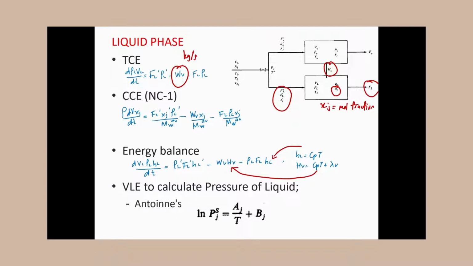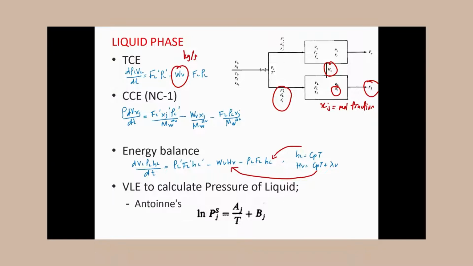Then for the CCE, we start with rho V d xj over dt, where xj is the mole fraction for the system. Continuing with the equation: rho V d xj over dt equals FL prime xj prime rho L prime over mass weight average, minus WV xj over mass weight average, and minus FL rho L xj over mass weight average.